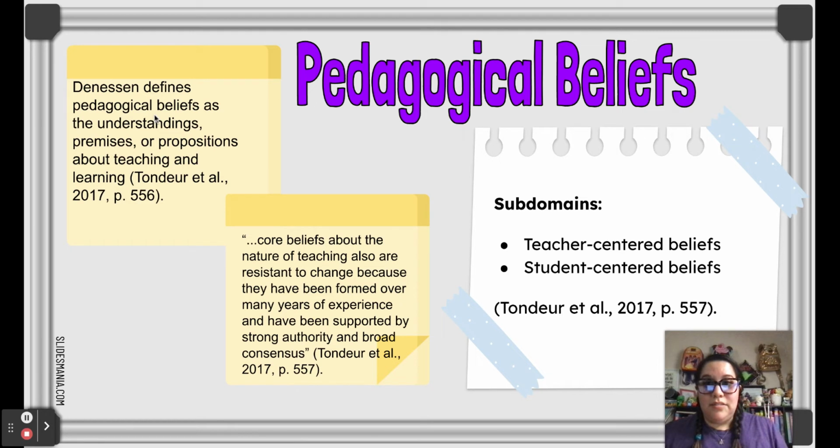So Denison defines pedagogical beliefs as the understandings, premises, or propositions about teaching and learning. And they also mentioned that it's what we believe to be true. So it can be different for all teachers.